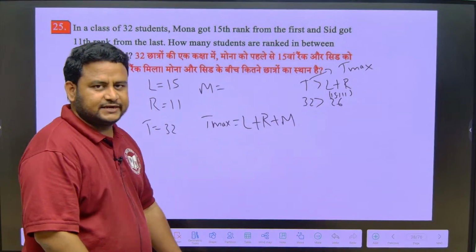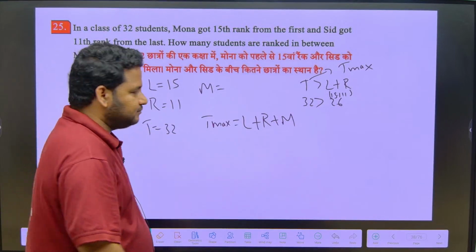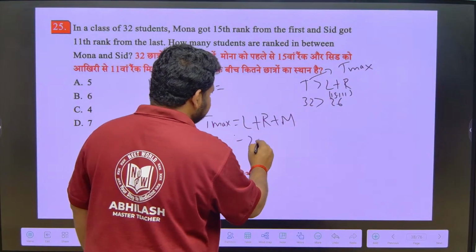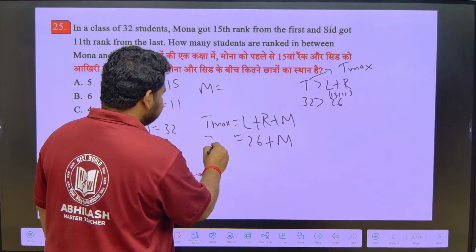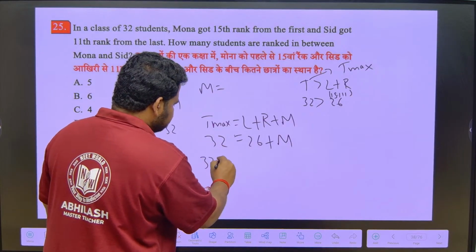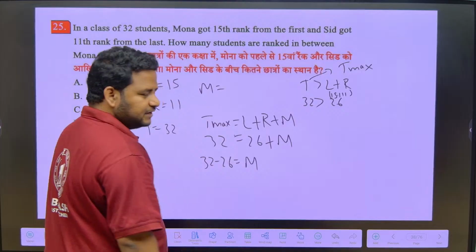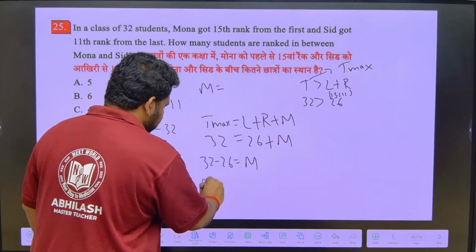Correct. Now what is the value of L here? 15. L plus R we got as 26. Plus M is what? We don't know. What about total maximum? That is given as 32. So 32 minus 26 gives us M. 32 minus 26 is equal to 6. M is equal to 6.